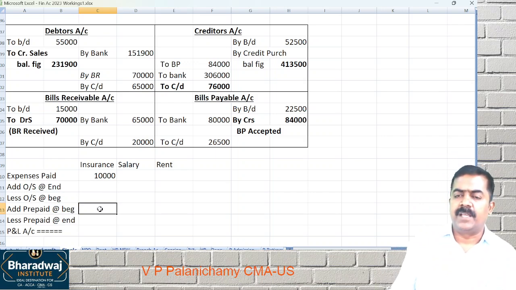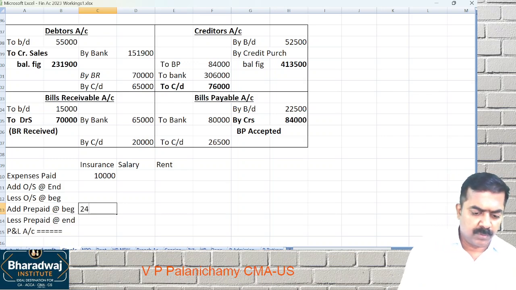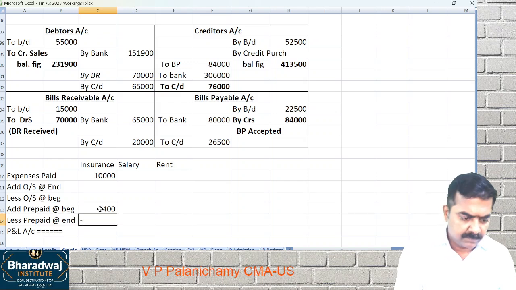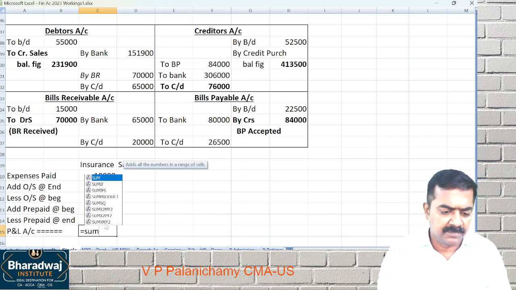Unexpired insurance at the beginning of the year 2,400. Prepaid at the end of the year எவ்வளவு இருக்கு? 2,500. This will give us expenses for the P&L account. Columnar format la முடிச்சிடலாம்.